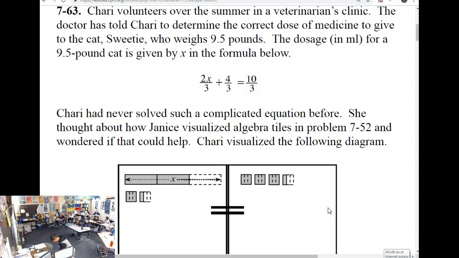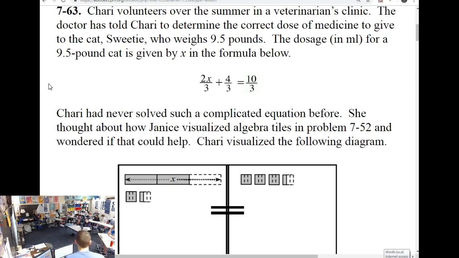Brendan? Why could we multiply by 3? Yeah, then it'd all be whole numbers. It would be 2x plus 4 equals 10. So similarly, I'm going to lift this up so I can stop sitting down.